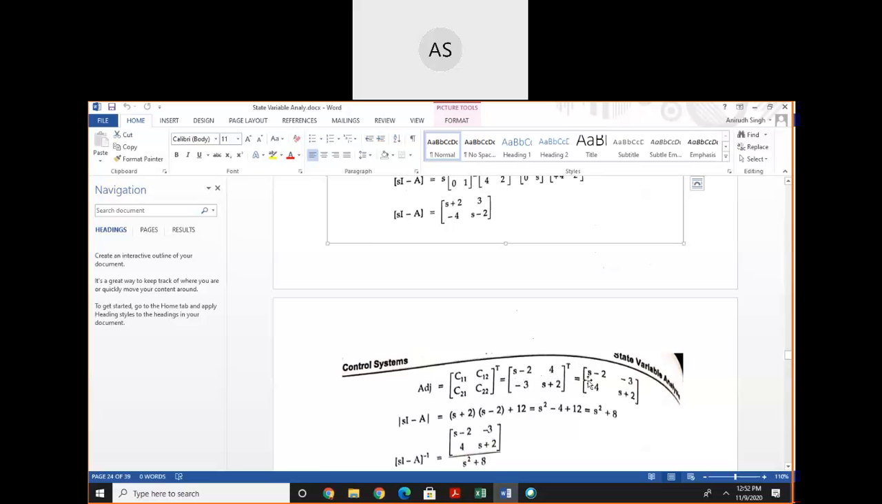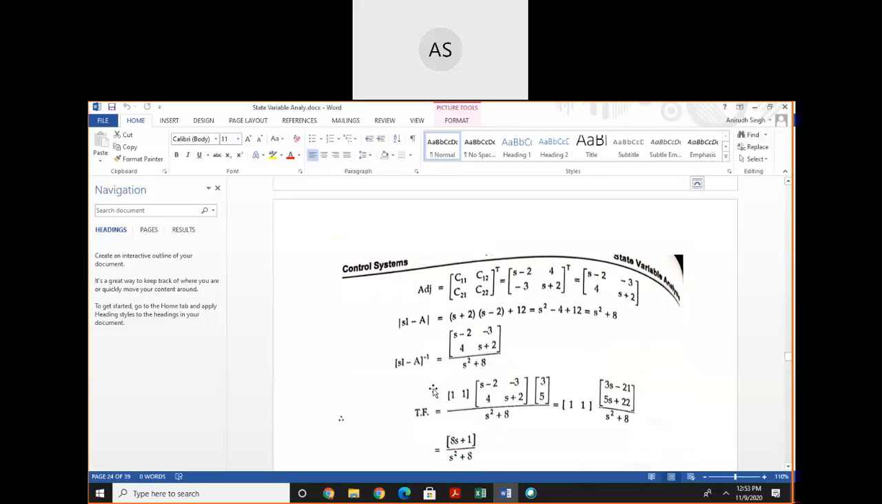If we take the transpose of this matrix, it means that each row will become a column. So we get S minus 2, 4, minus 3, S plus 2. This is the adjoint matrix of SI minus A.